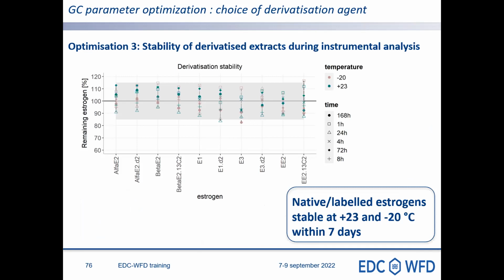Next, we also checked the stability of these derivatized extracts during the analysis. For this purpose, we tested different temperatures, room temperature and -20 degrees, within 7 days. And the results show that native as well as labeled estrogens are stable during the analysis with less than 15% of variation compared to the initial concentration.